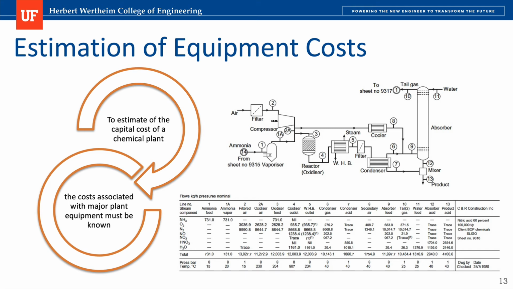So the estimation of equipment costs helps us to estimate the capital cost of a chemical plant, and the cost associated with major plant equipment must be known to be able to do this. This is why in this class you are designing a chemical plant that I'm helping you put together, and we are going to be using that design that you do, costing it out and analyzing it.